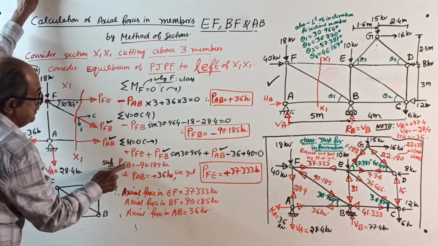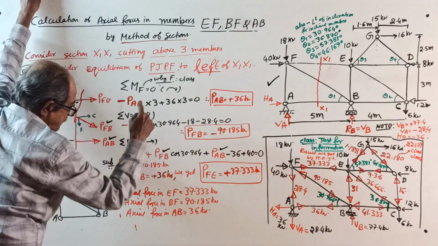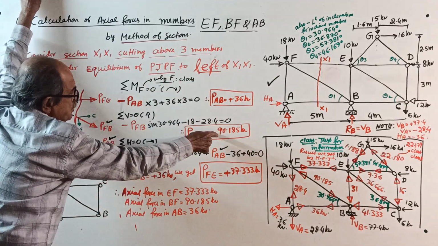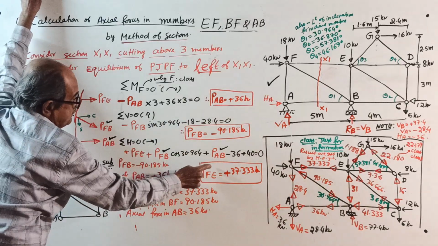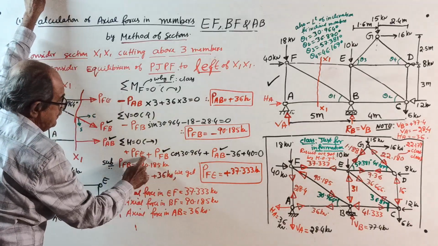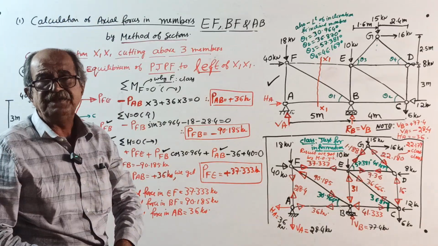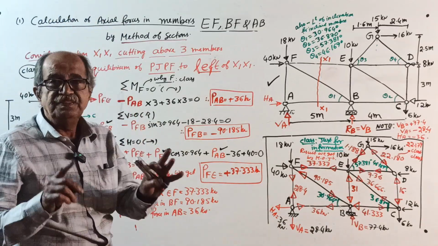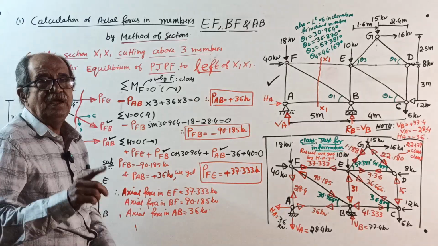Therefore, substitute PFB, whatever you got. Negative came, substitute negative, whatever you get, you substitute here. And substitute PAB as plus 36. You get PFE. Now simplify this one. PFE is plus 37.333 kilonewton. Now, our final answer is C.